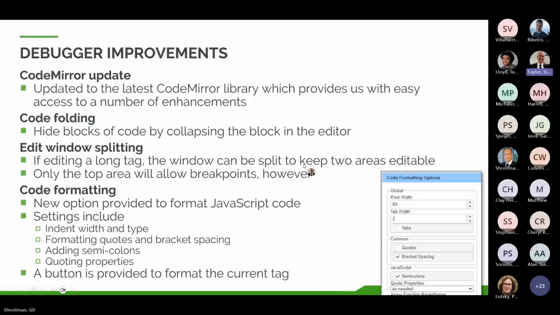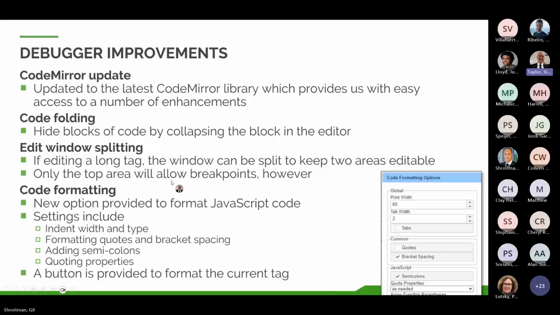Okay, so moving on. For those who don't know, we have a debugger that's attached to ALD, and so we've done some updates to that in order to make things better. The first thing we've done is updated the CodeMirror library, and that's used to edit code inside the debugger. We've updated it to the latest version, and that came with a bunch of enhancements, things like code folding and code formatting and linting, that kind of thing.